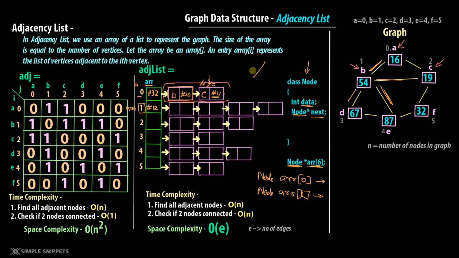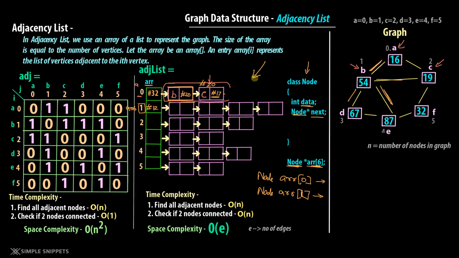Now this adjacency list has become much more dynamic or much more flexible when it comes to addition and deletion of different edges or maybe even an entire vertex, right? So this is the whole overview of adjacency list.